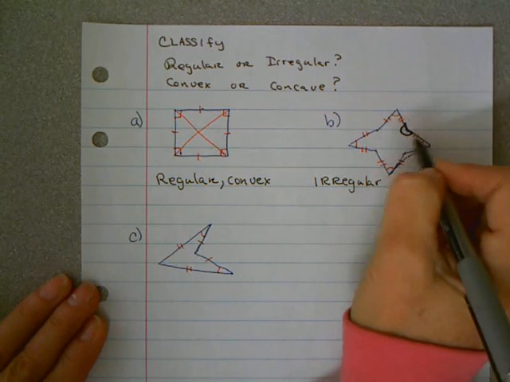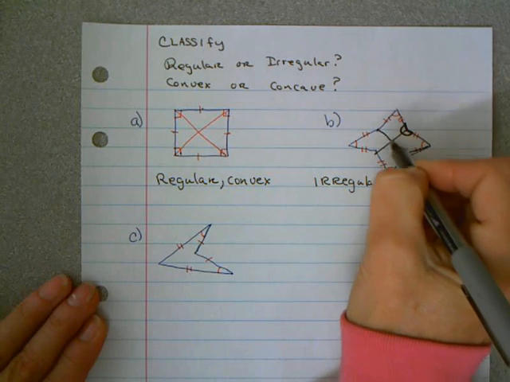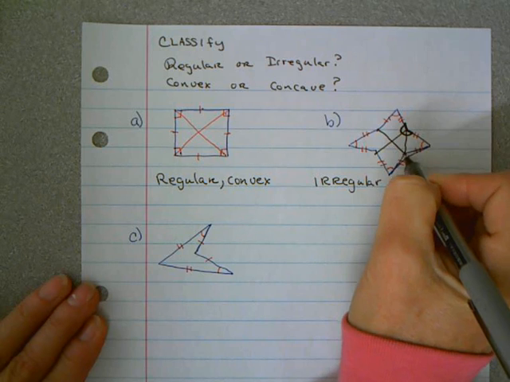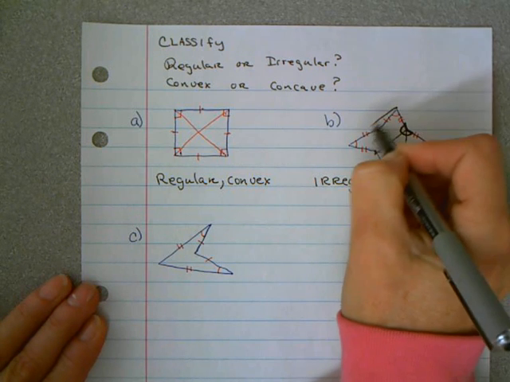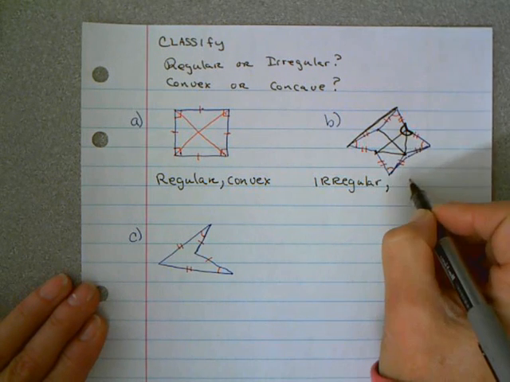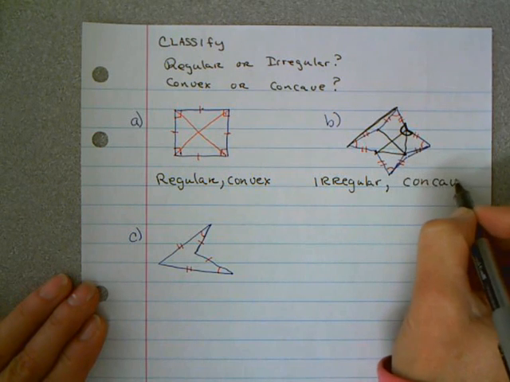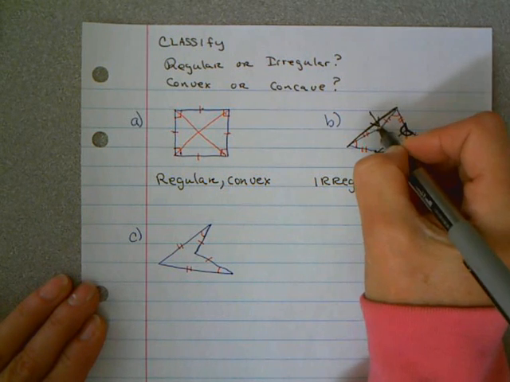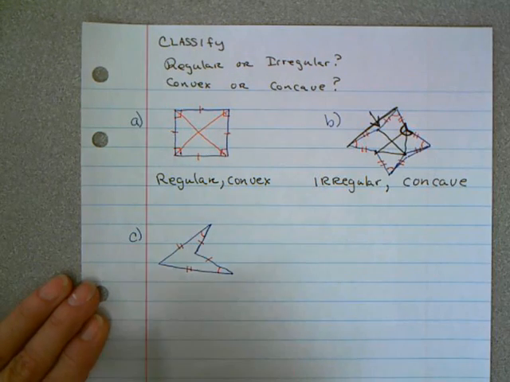Now when I look at my diagonals, well, I can draw diagonals inside the figure, but I can also draw diagonals outside the figure. So if I can draw a diagonal outside the figure, it's concave. You can see it caved in right there.